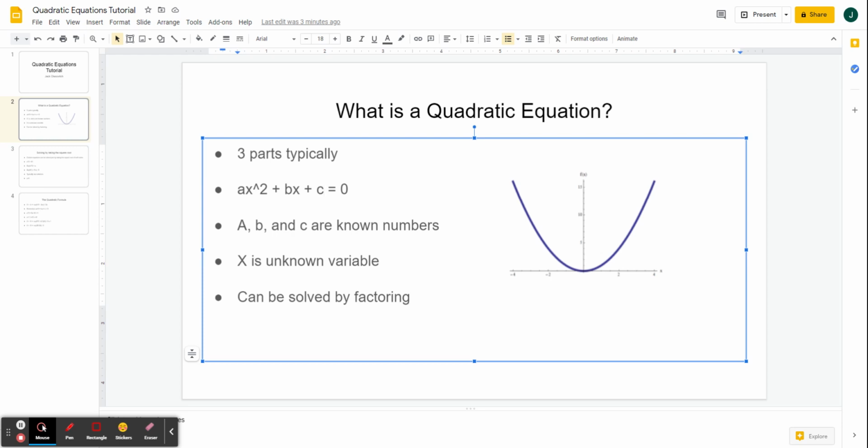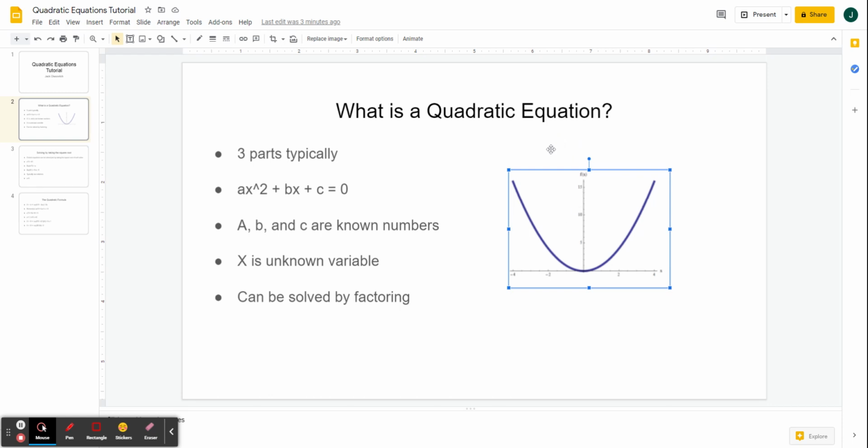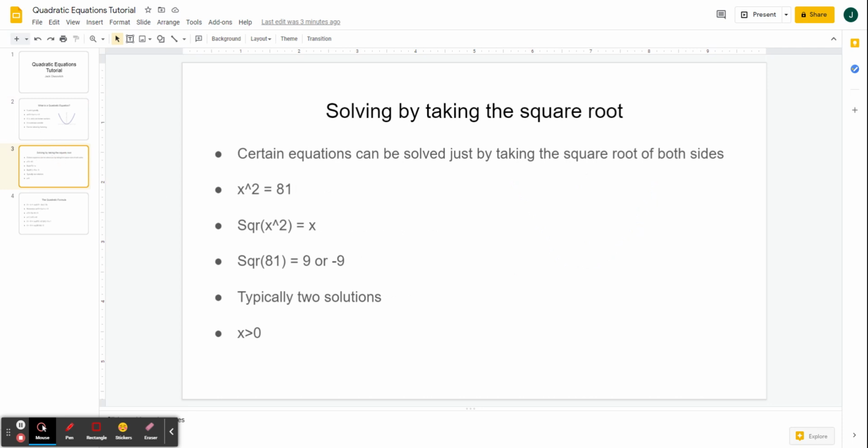So this can be solved by factoring, but we're going to go over that in the factoring tutorial and not this one. Also, just wanted to note that quadratic equations will make a parabola on the graph. I'm not going to be doing graphing, but just thought that was of note.